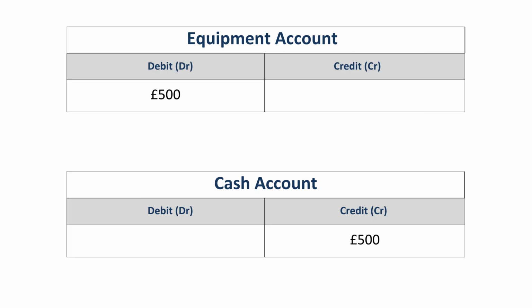Notice how one side increases and the other decreases, and the two amounts are the same. That's the key rule in double-entry bookkeeping. Every transaction has two sides, and the total debits must always equal the total credits. You can see two T accounts side by side. On the equipment account, you write £500 on the left side, the debit side. On the cash account, you write £500 on the right side, the credit side. If you add up both sides, the total still balances. One debit, one credit, same amount.